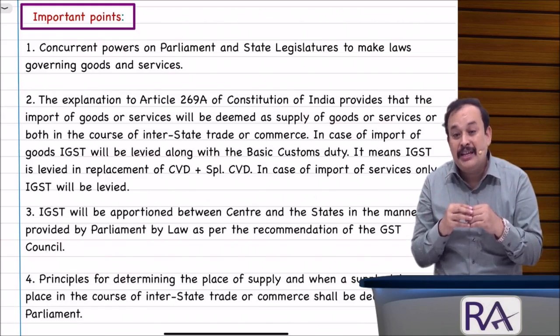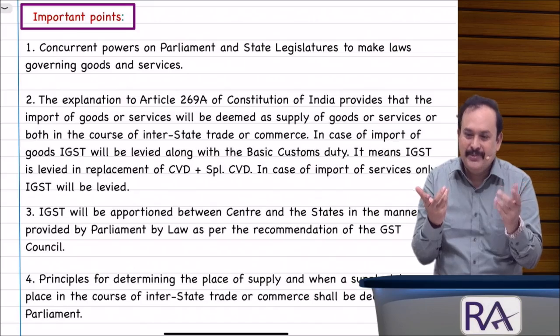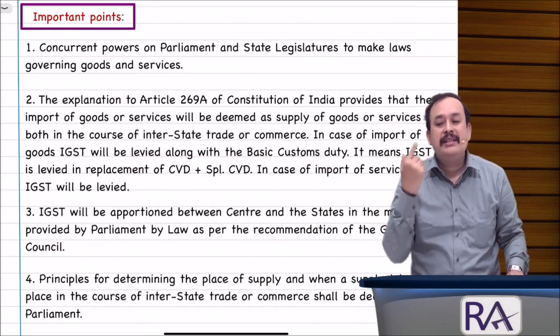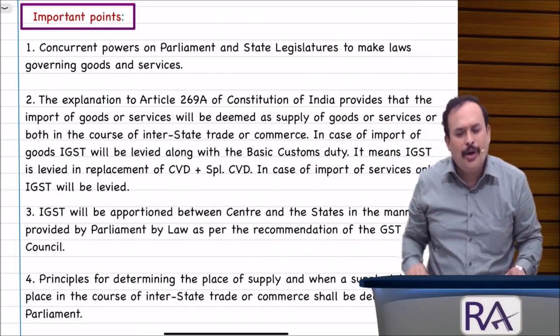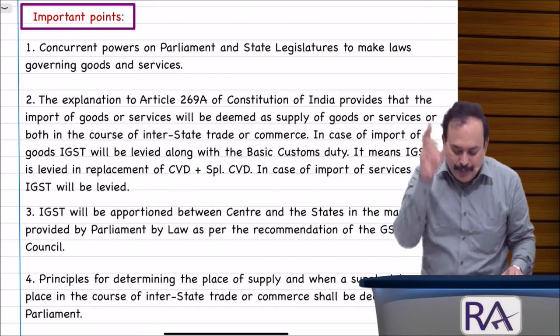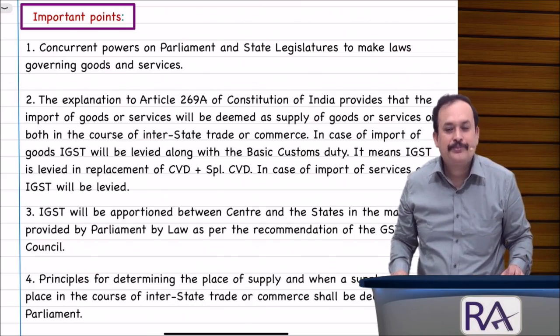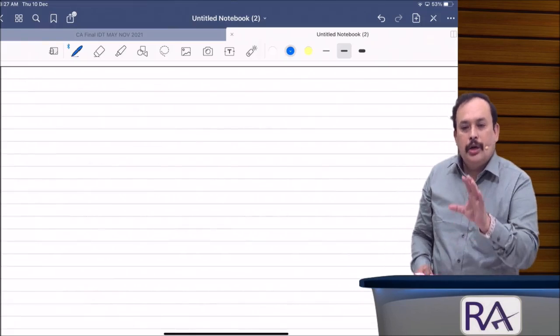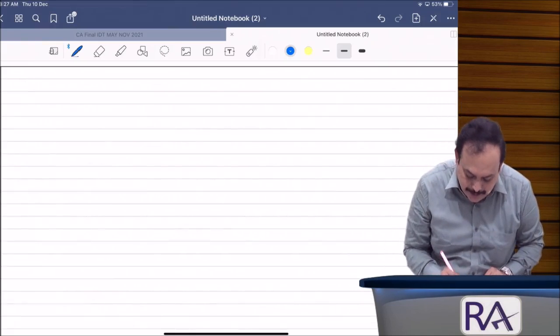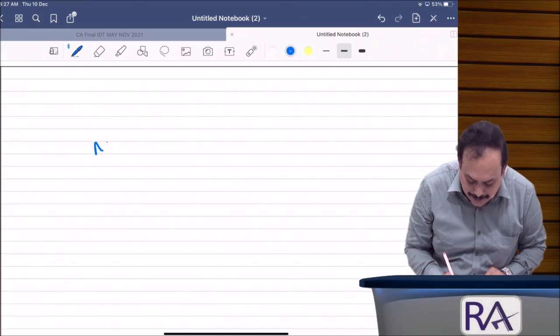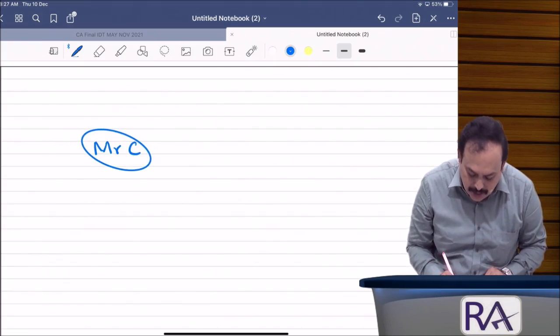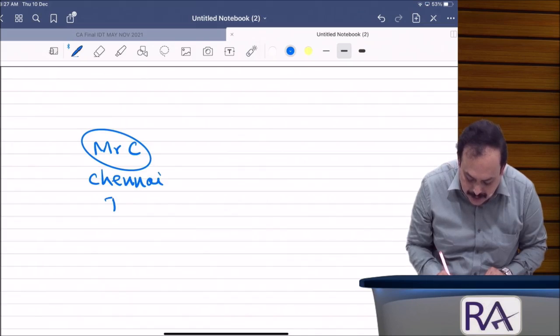What type of levy? Concurrent levy means dual tax. Central and state simultaneously levy tax on one transaction. How to understand this? I am going to bring to your notice a simplified example. Now look here, sir. Let us say Mr. C of Chennai. Mr. C belongs to Chennai, meaning Tamil Nadu. Am I right, sir?